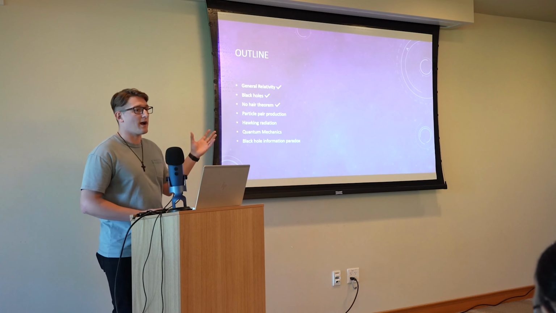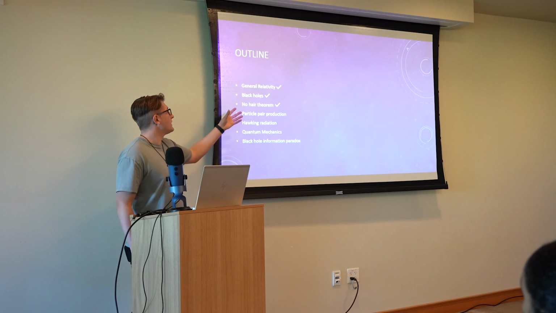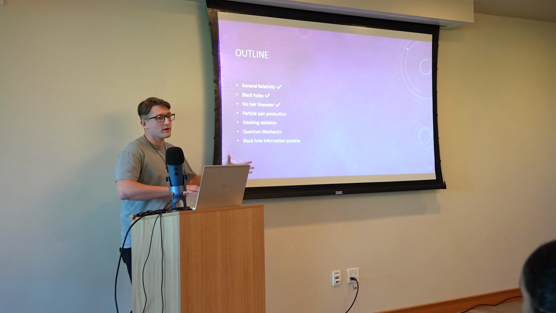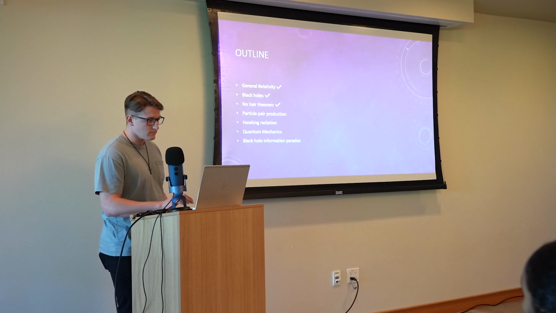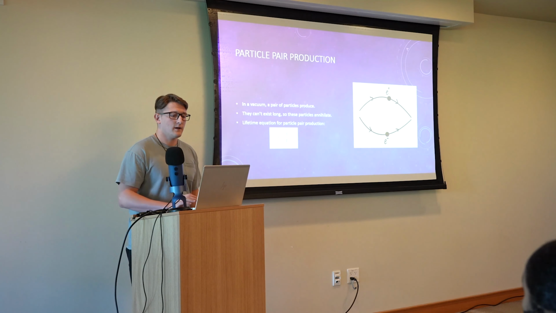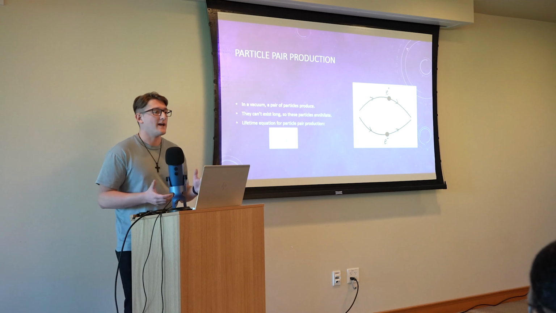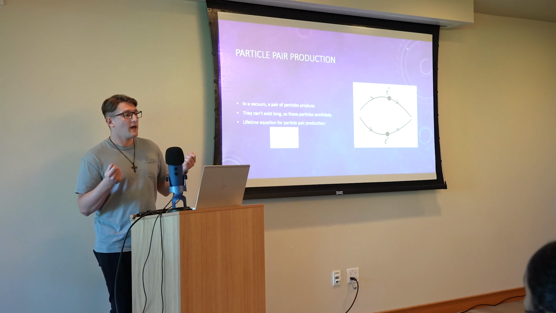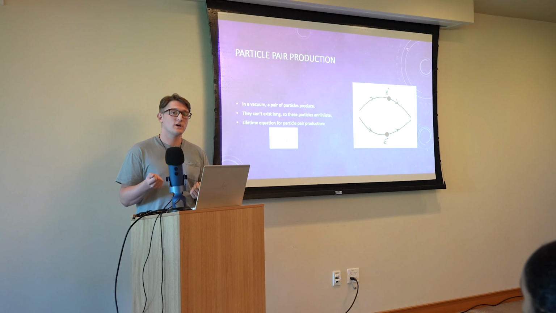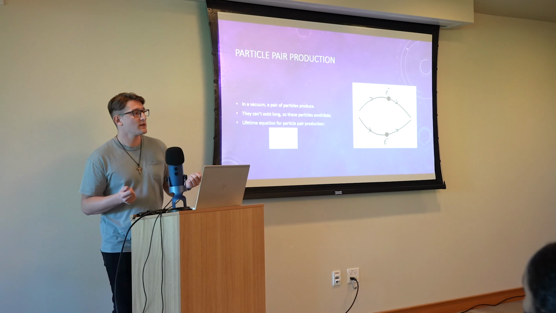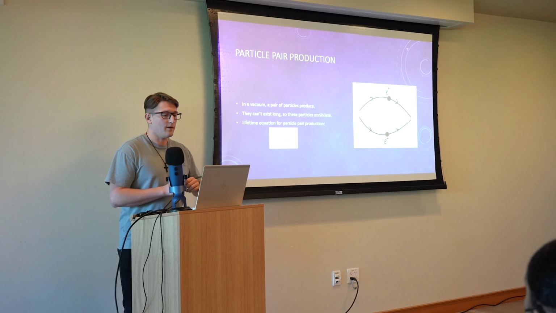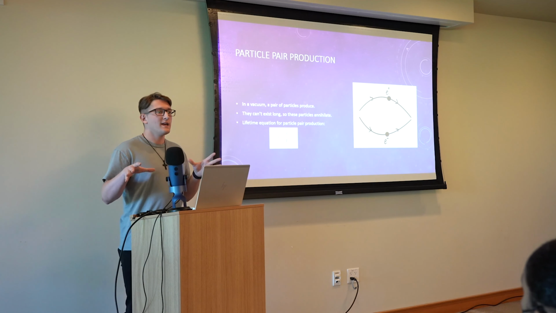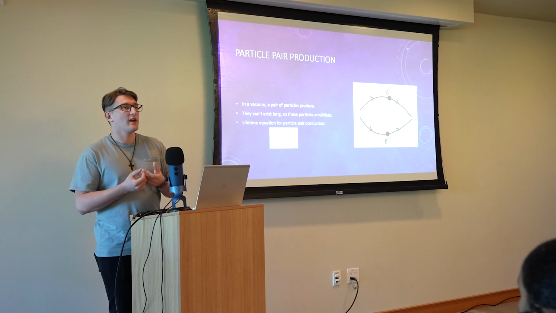Okay, so let's take a look back at our outline. We covered a little bit of general relativity, we covered black holes and the no-hair theorem, but now we're going to start moving slightly more quantum with it, and we'll pick up with particle pair production. So what is that? Well, in a vacuum, a pair of particles will just come into existence. One particle will have positive energy, and one particle will have negative energy. The one with negative energy classically isn't allowed, so they annihilate almost immediately.